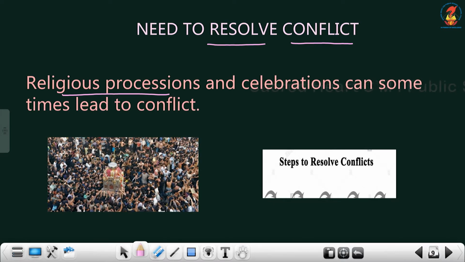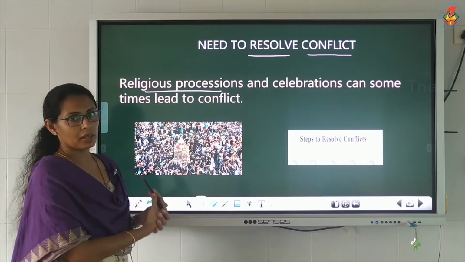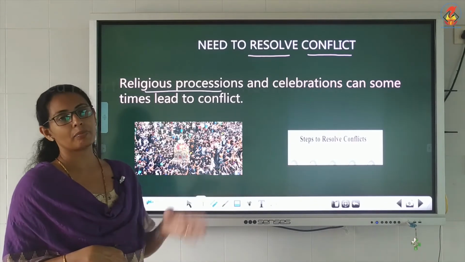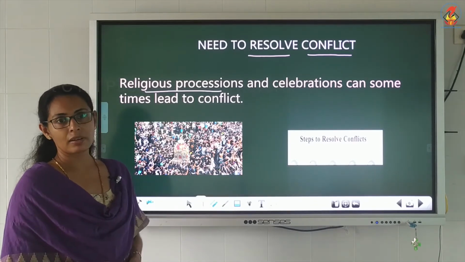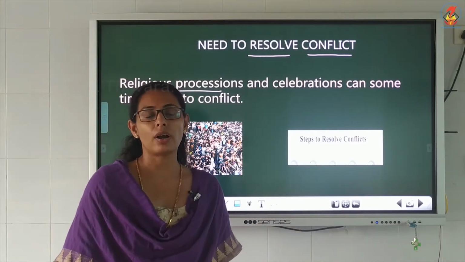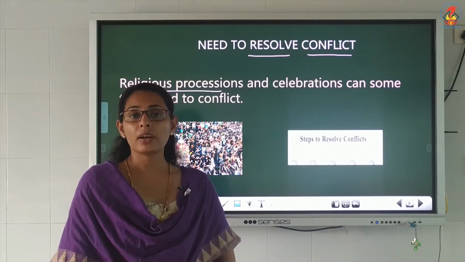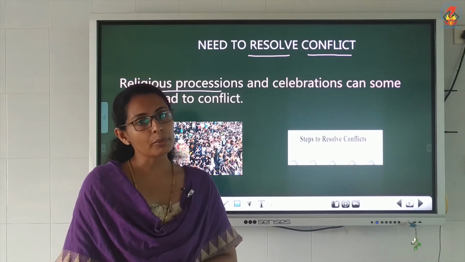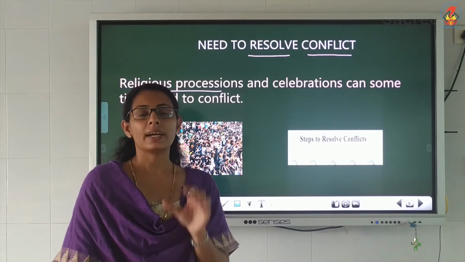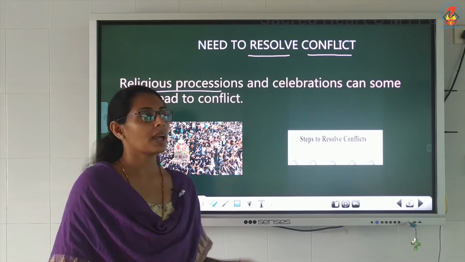Maybe a Hindu religious festival procession is coming, then from another way a Muslim one is coming, then on another side a Christian one, and all come together and say, this is our path, why are you coming like this? So that leads to conflict. These conflicts should be resolved. By whom? The government. How? By enforcing law and order. Who is law and order? That is the police. The police take care of the violence.